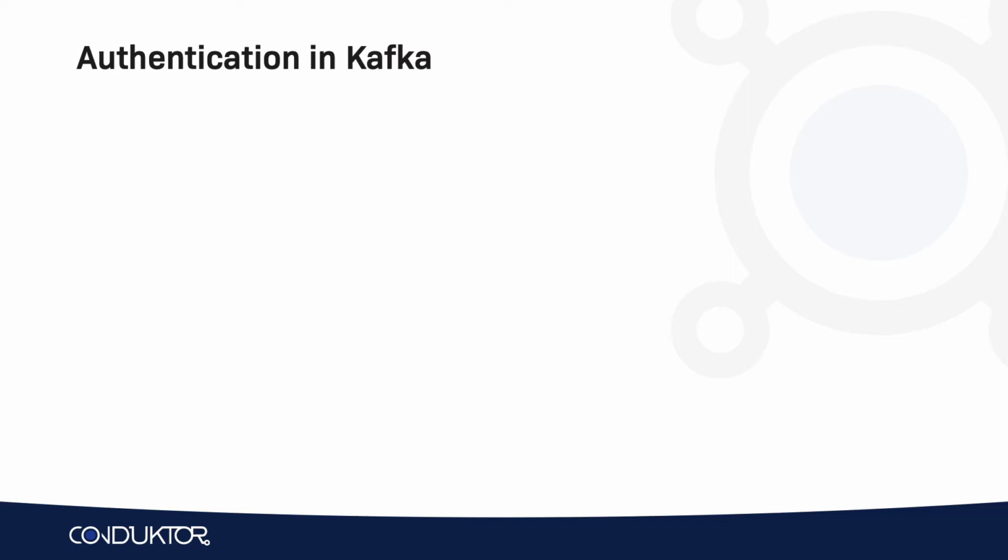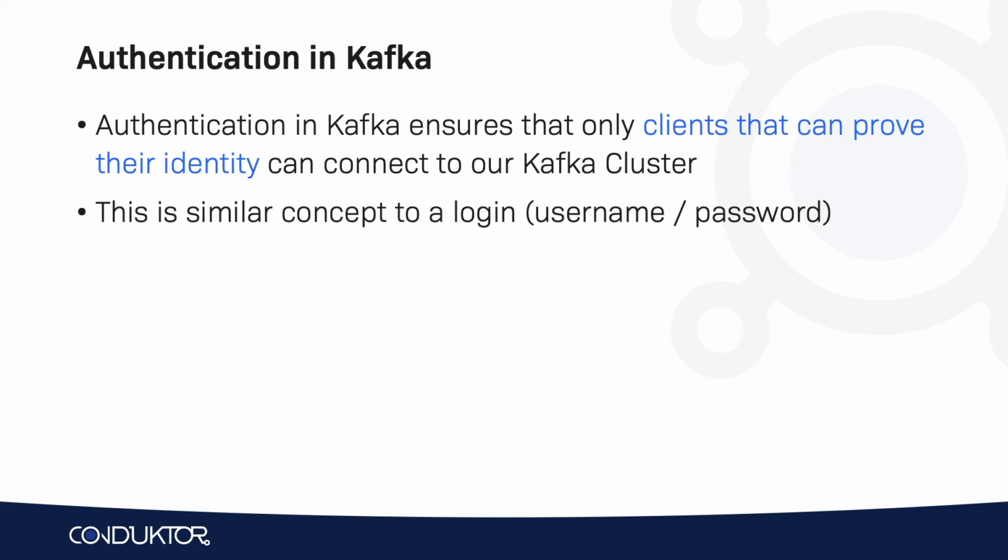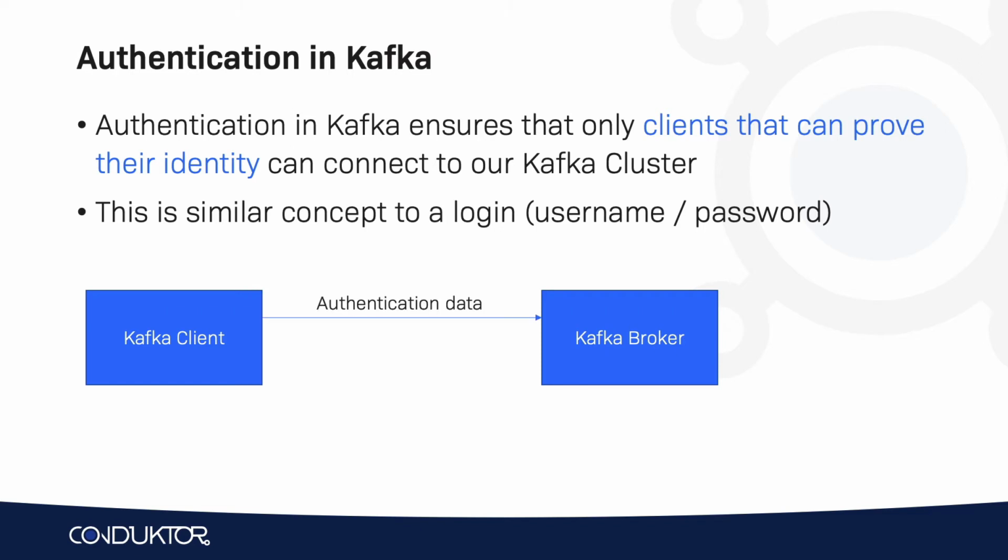So for authentication, we want to make sure that the clients can prove their identity to the Kafka cluster before they connect. This is very similar to a login concept with username and password. For example, a Kafka client can send authentication data to a Kafka broker, and then the Kafka broker will verify the authentication, and then the client will be authenticated. Authentication in Kafka is very important because once the clients have an identity, then we can apply some authorization.